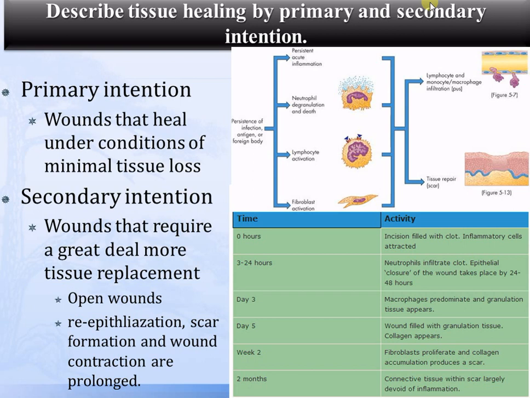Another way to describe it is primary versus secondary. When it's primary, it's minimal tissue loss. Secondary means it's a really, really damaged situation. Primary, not only would it be like paper cuts, but even scalpel incisions. A nice fine cut. Minimal repair. Secondary is extensive, something like a pressure sore, where it's damaging lots of tissue in an area. You get this massive remodeling.